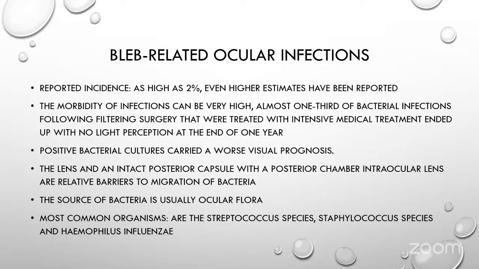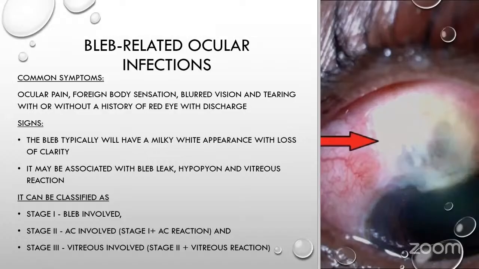We try to prevent it from occurring as much as possible, because treatment sometimes is quite difficult to have good results following treatment. Common organisms include streptococcus, staph, and Haemophilus. They are usually ocular surface flora. They are the common organisms that are cultured, if they are cultured. Symptoms include pain, foreign body sensation, and the rest. And typically, the bleb will have a milky white appearance with loss of clarity. It may be associated with bleb leak, hypotony, or vitreous reaction, depending on the extent. And as I mentioned, it can be stage 1, stage 2, stage 3, depending on the extent of involvement of the intraocular area.